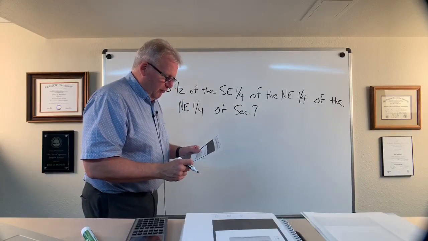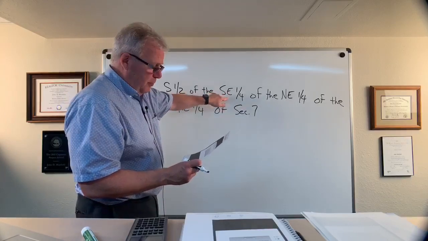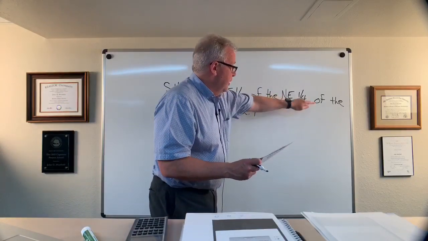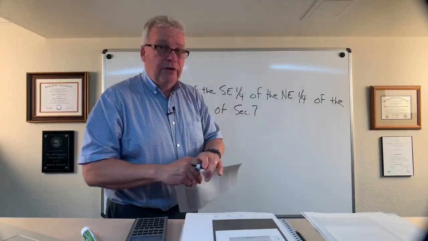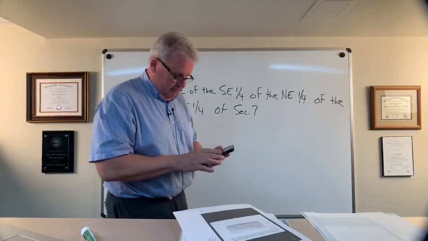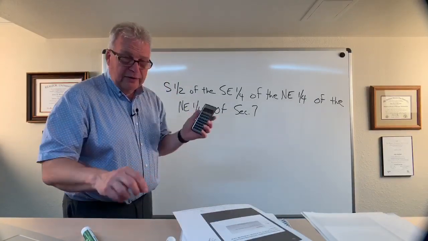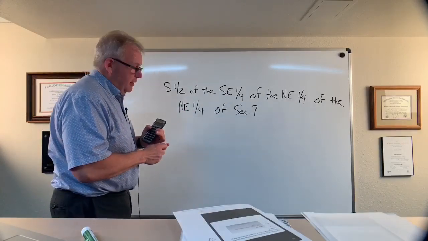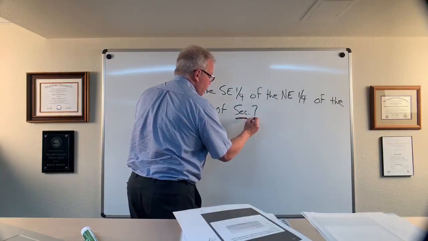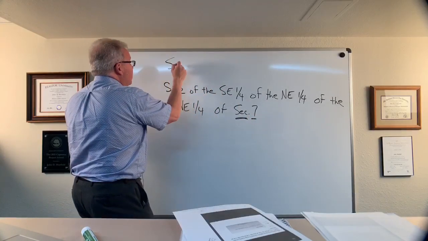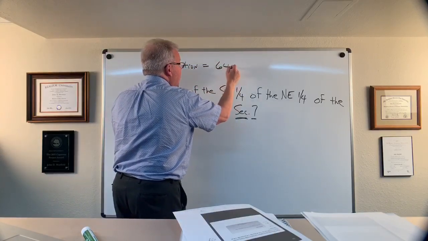The following description contains how many acres? The south half of the southeast quarter of the northeast quarter of the northeast quarter of section 7. Here's all you have to do to solve this problem. Put 640 in your calculator. Now, why are we putting 640 in our calculator? What did we just learn in the last problem? A section equals 640 acres.